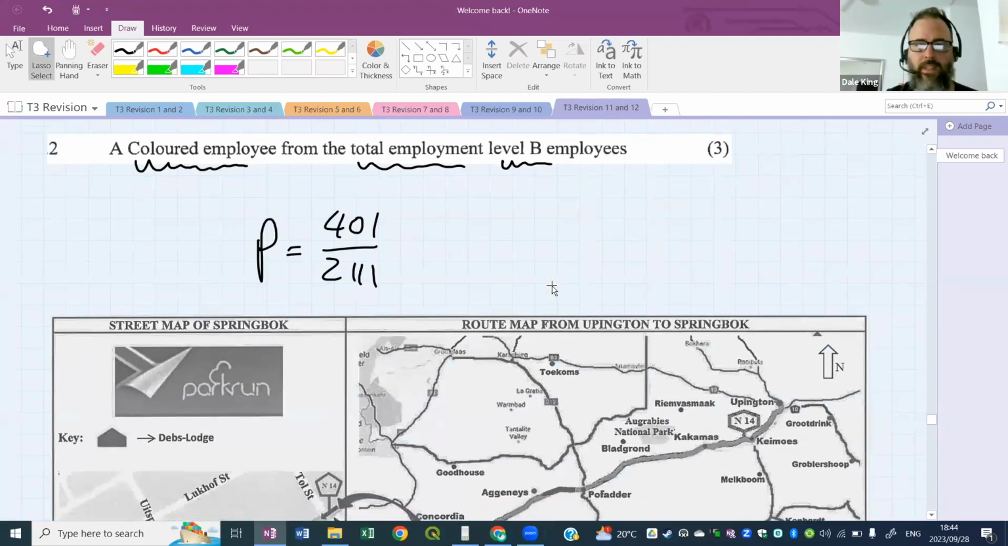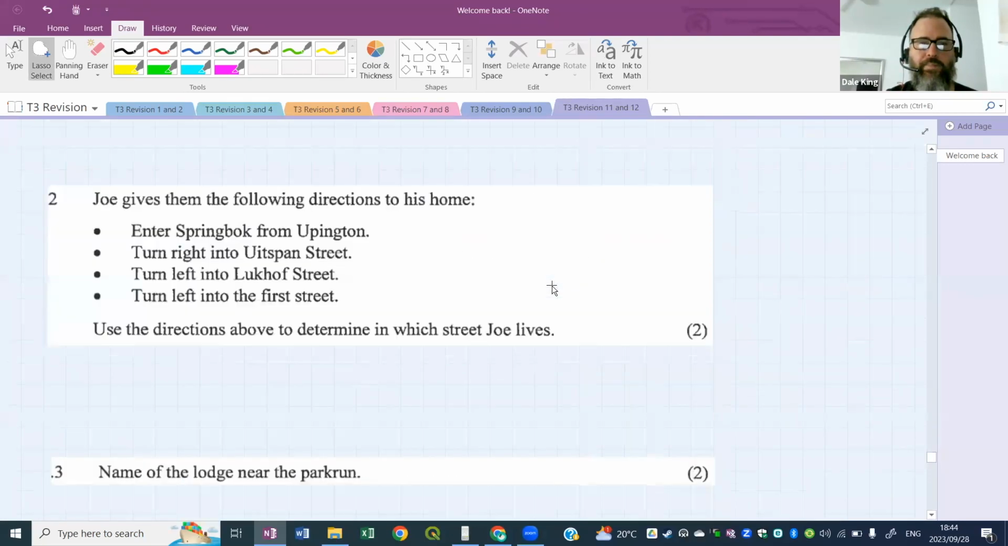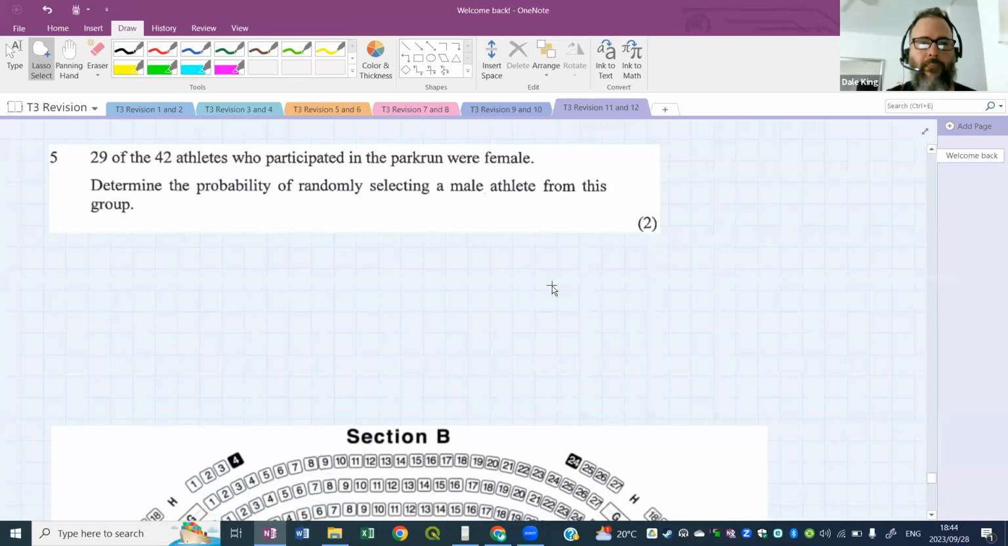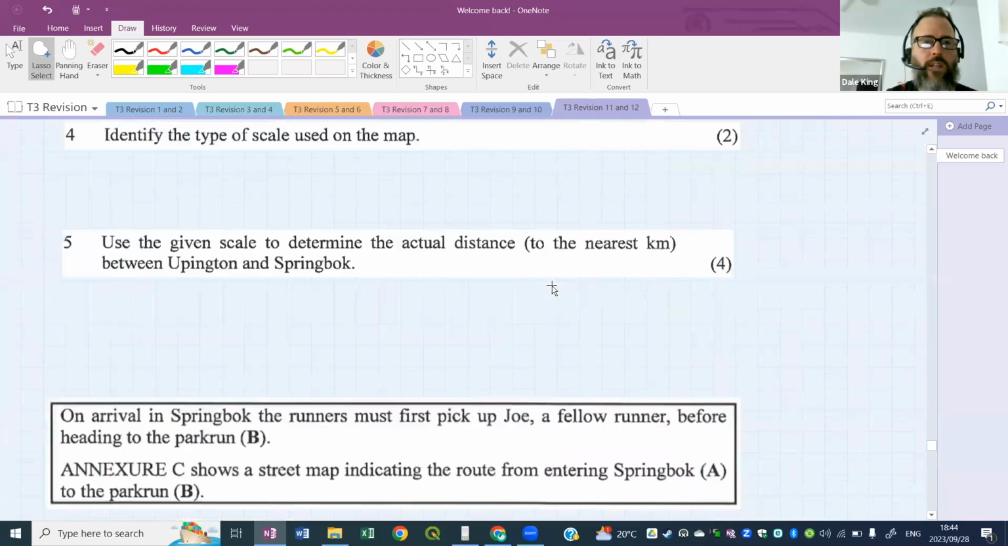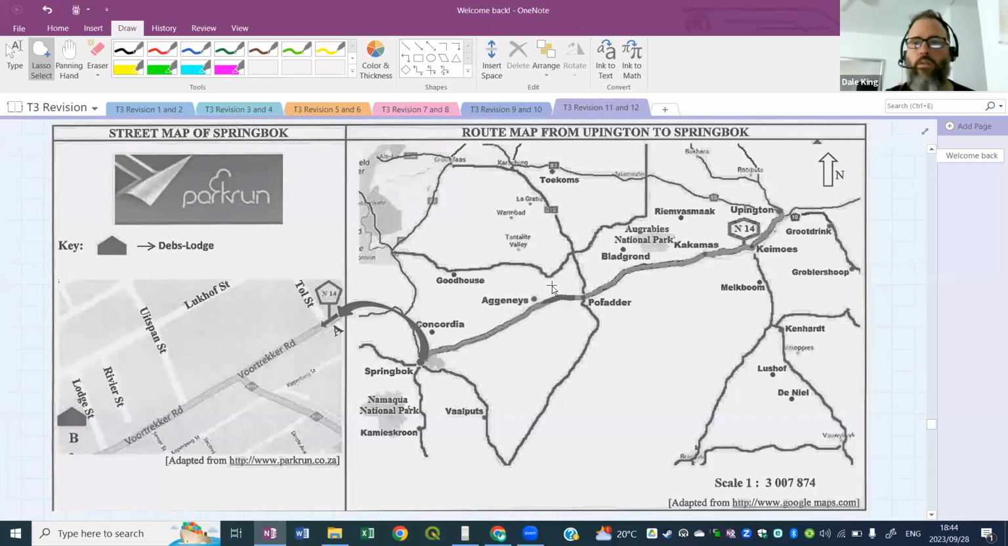All right. This is another map work question, but I'm not going to do this one. I'm going to go down to another one, but I just want to show you. So this is another map work question. And they ask the usual map work questions here.